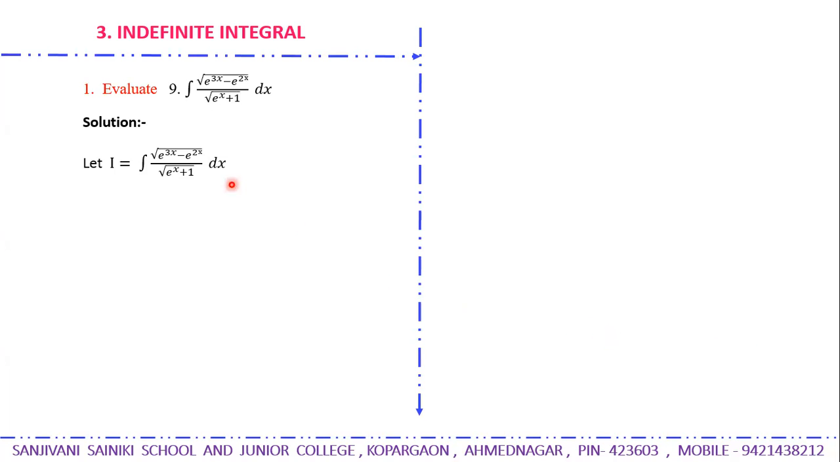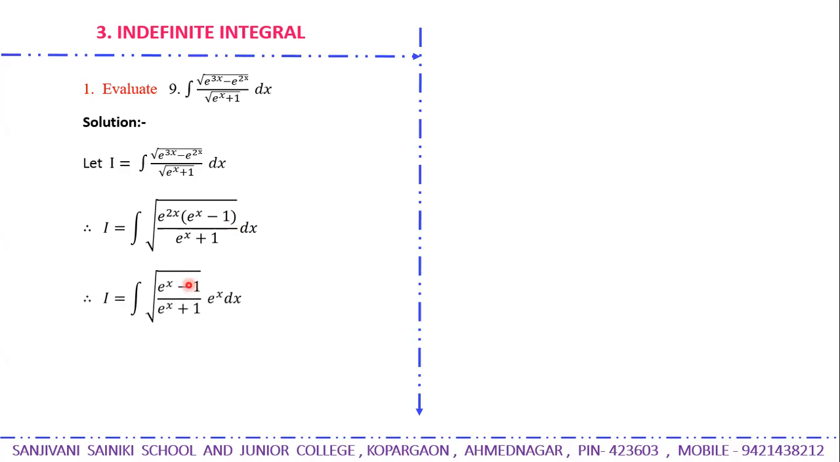Now the next example is integral of root of e raised to 3x minus e raised to 2x upon root e raised to x plus 1 dx. Clearly, you can take e raised to 2x common from the numerator. Then what you will get, e raised to 2x can be written as e raised to x bracket square using laws of indices. So we can take it outside the square root. We are going to get e raised to x dx.